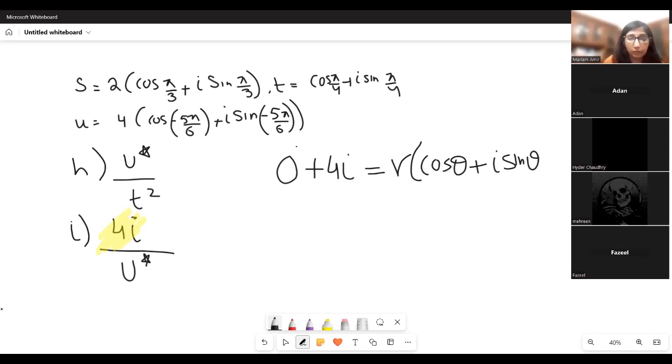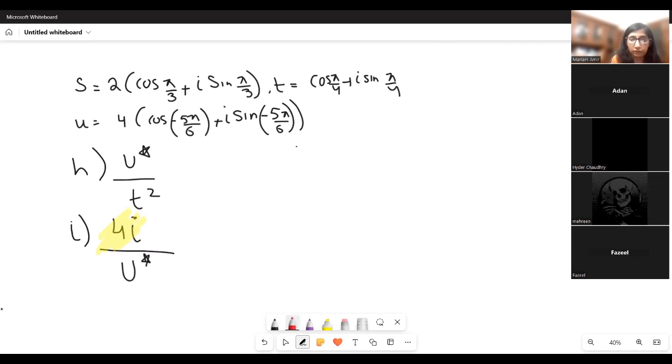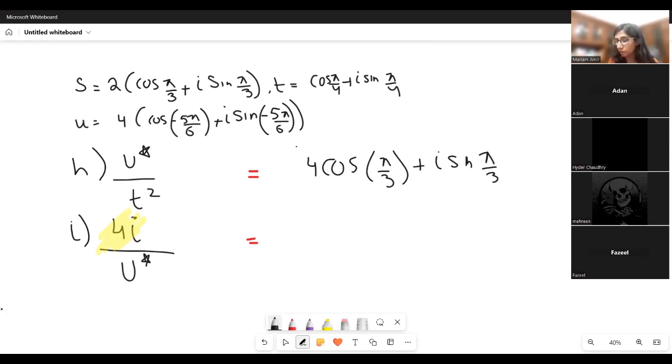Please make sure you do them. I'll also write the answers here, and you can screenshot this, and tomorrow you can check if your answers come out right. The answer for part H is 4 times cos pi by 3 plus iota sine pi by 3, and the answer for part I is cos minus pi by 3 plus iota sine minus pi by 3.